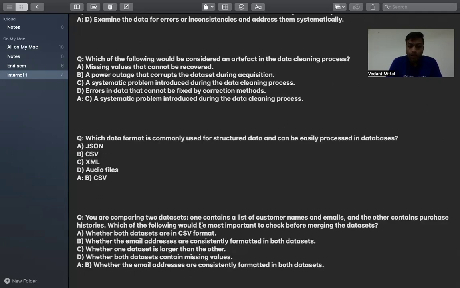Now you are comparing two data sets. One contains a list of customer names and emails and the other contains purchase history. Which of the following would be the most important to check before merging the data sets? So the correct answer will be option B, whether the email addresses are consistently formatted in both databases, because the email has a particular format like username at the rate company.com, like Subhash Mishra and then a number 428 at the rate gmail.com. So basically, if we have to merge two data sets, we have to check whether the format of the email is correct or not. So this completes our 15 questions.